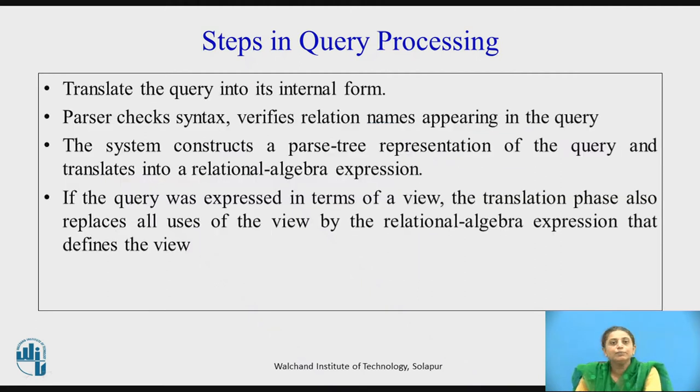First, the query will be translated into its internal form, understandable by the machine. The parser checks the syntax and finds out whether the relation names that have been used actually exist or not. Once it is valid syntax, the system will prepare the parse tree representation, or we can call it the relational algebra expression. As we have seen, there can be one or more relational algebra expressions for the same query. It may also be possible that instead of a relation, it is a view. That view is going to be replaced by the actual expression that was used for creating the view. All this will be done in the first step.